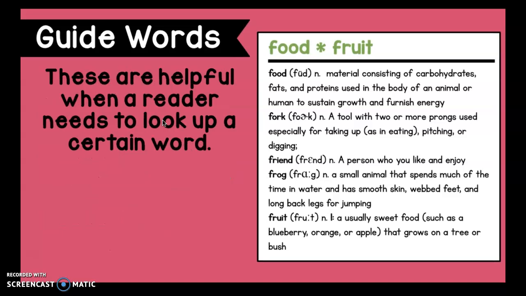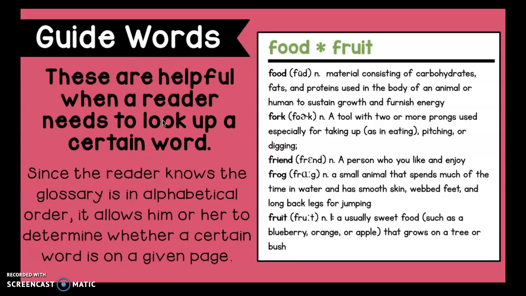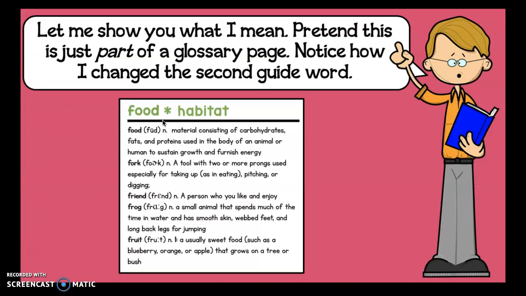These are helpful when a reader needs to look up a certain word. Since the reader knows that the glossary is in alphabetical order, it allows him to determine whether a certain word is on a given page. So let's pretend that this is just part of a glossary page. Notice how I changed the second guide word. It went from food to fruit to food to habitat.